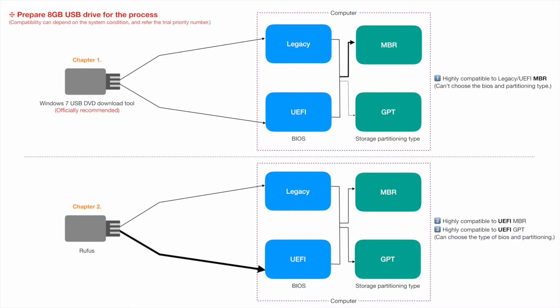Okay, let's dig in. When you choose the way, you should decide which application you will use. Windows 7 USB DVD Download Tool is the official program from Microsoft for MBR mode, and Rufus is for both MBR and GPT. I am going to explain how to choose MBR and GPT when I explain the way in Chapter 2 anyway. Chapter 1.